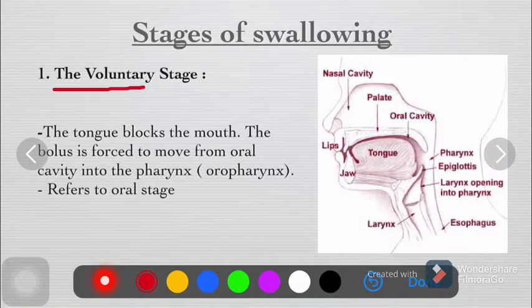Here the tongue blocks the mouth in the oral cavity, and the bolus, which is the food mixed with saliva, is forced to move from the oral cavity into the pharynx. Which part of the pharynx? The oropharynx, which is a common pathway for both air and food. This whole process, where the tongue is blocking the mouth and the bolus is forced to move from the oral cavity into the pharynx, is referred to as the oral stage, as it is taking place in the oral cavity.